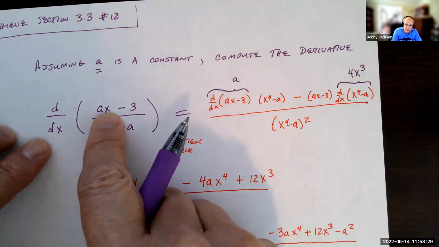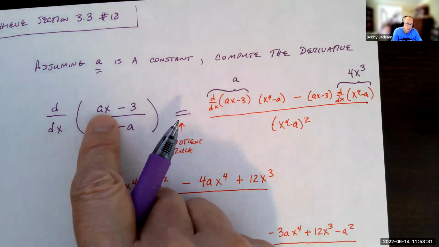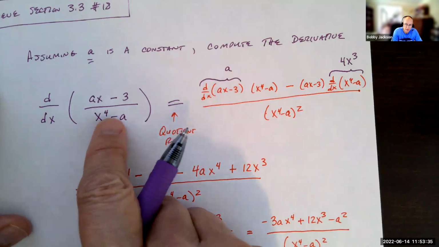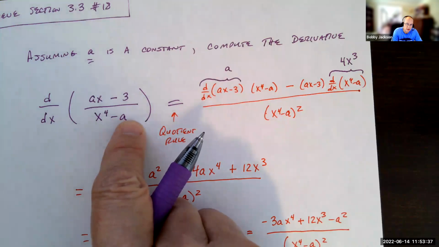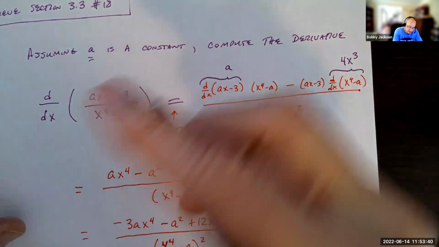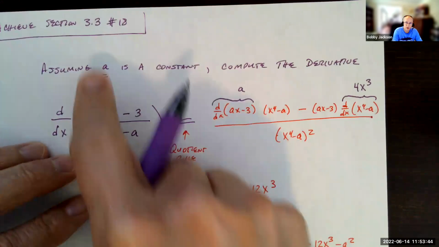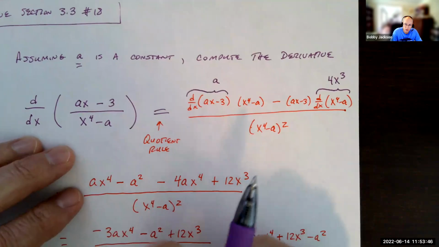So a is a constant. So just think a is like a number, pick a number like 5. This is like 5x minus 3 divided by x to the fourth minus 5, for instance. Okay, but again, we're going to leave it as a. And so we're going to use the quotient rule here. I mean, this is section 3.3 now. We can use the quotient rule and the product rule.